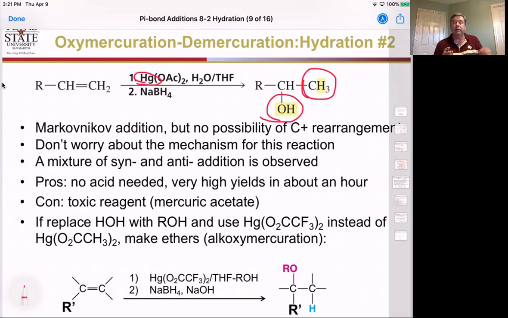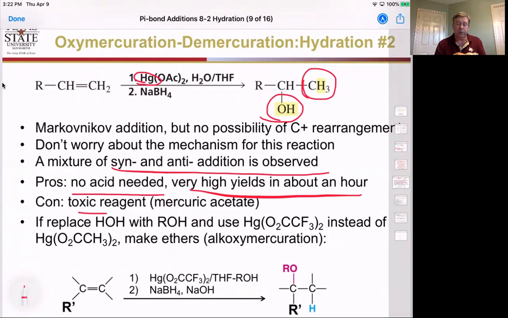Now, because of the way this works, we get a mixture of both syn and anti addition, just like we would in the carbocation, but because the mercury is sitting on top of that carbon, it doesn't allow that carbocation to move. So this is really good because we don't need an acid, and it's a very high yielding reaction. However, it does use a toxic reagent, mercuric acetate.